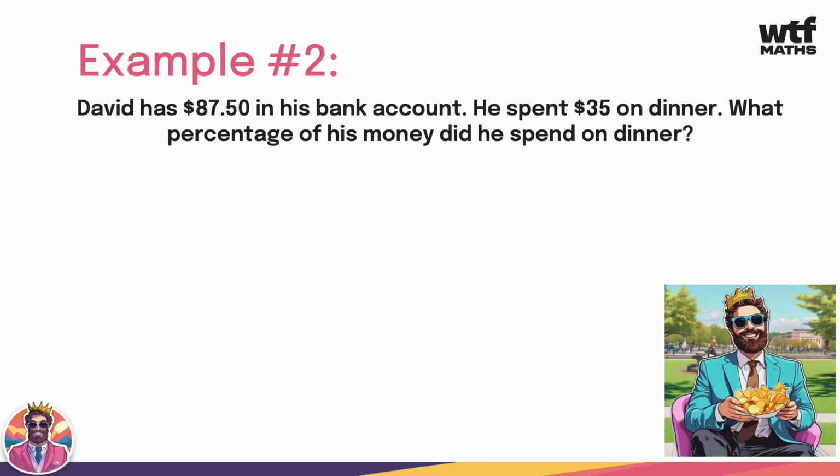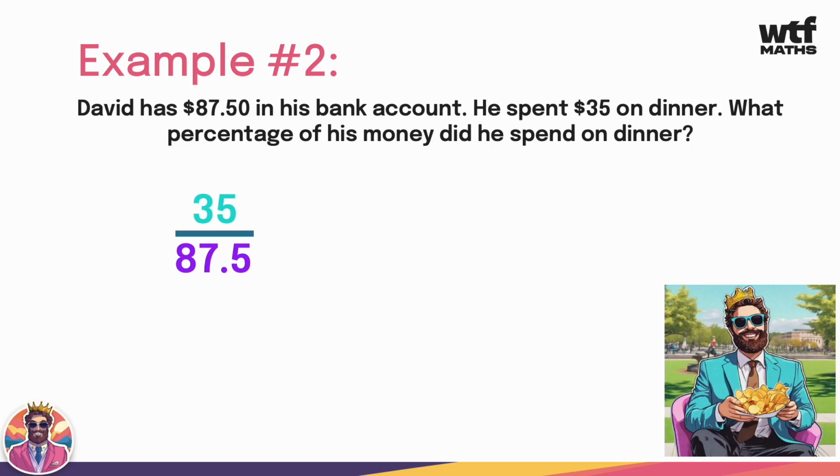Okay, here's another example. David has $87.50 in his bank account. He spent $35 on dinner. What percentage of his money did he spend on dinner? So the first thing we're going to do is work out the fraction. Well, he spent 35 out of a possible 87.5.